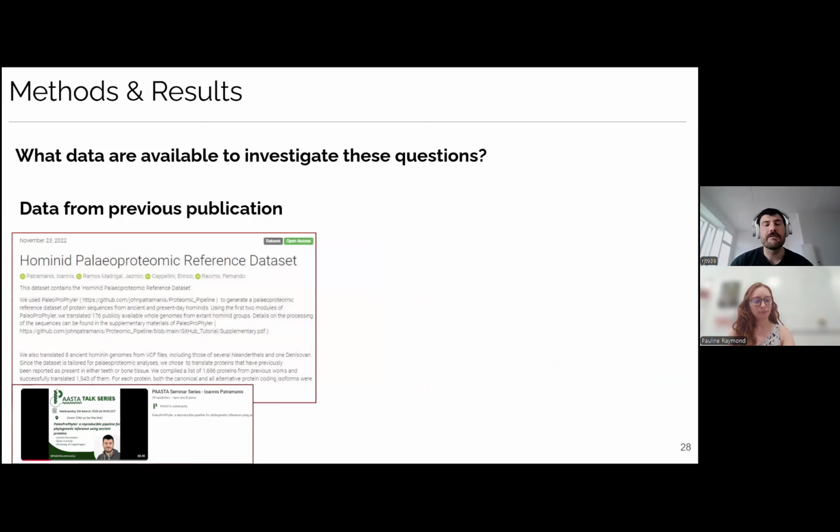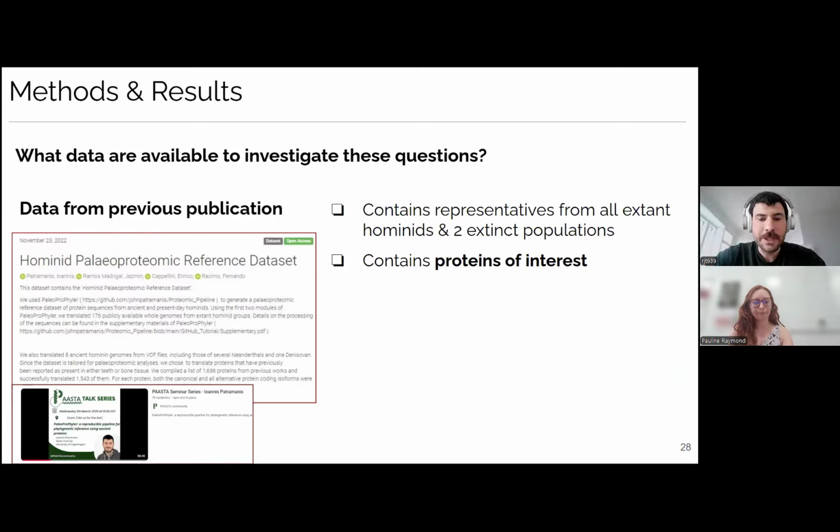And what type of data are available to investigate these types of questions? Well, we were lucky because we had data from a previous publication of ours where we created this hominid paleoproteomic reference data set, and I actually had a PAASTA talk, I think it was more than a year ago, where I talked about how this data set was created, and it's available on YouTube if you want to watch it on the PAASTA channel. But importantly, this dataset contains representatives from all extant hominids, so chimpanzees, humans, gorillas, as well as two extinct populations, the Neanderthals and Denisovans. And more importantly, it contains proteins of our interest.